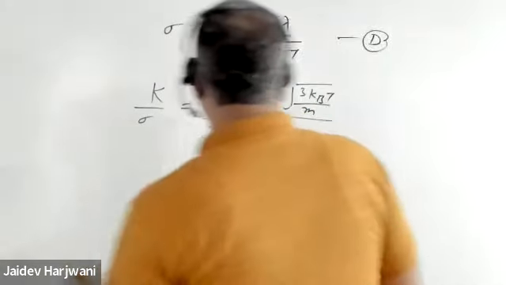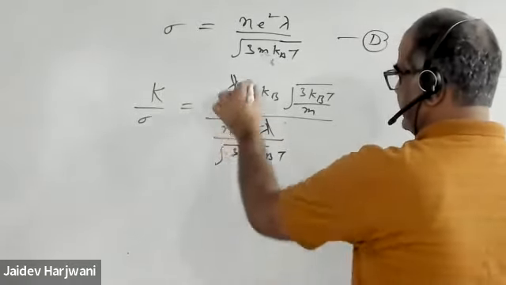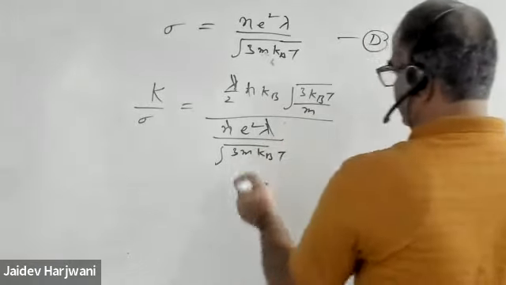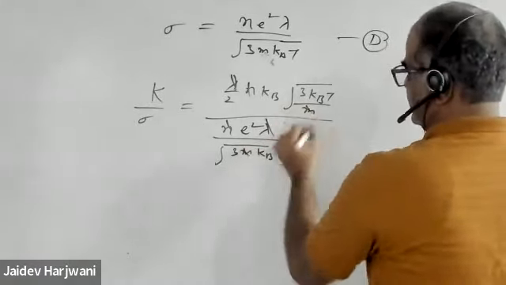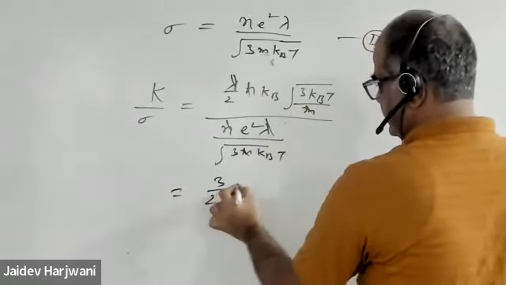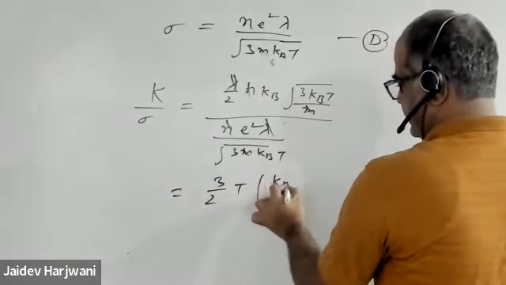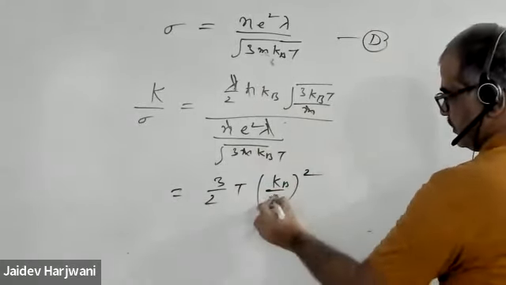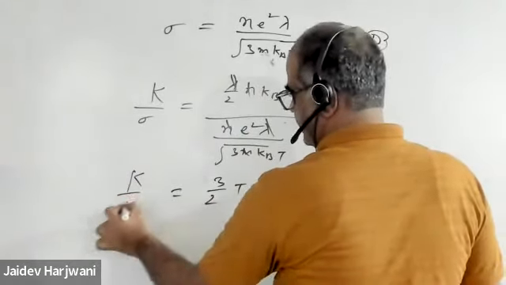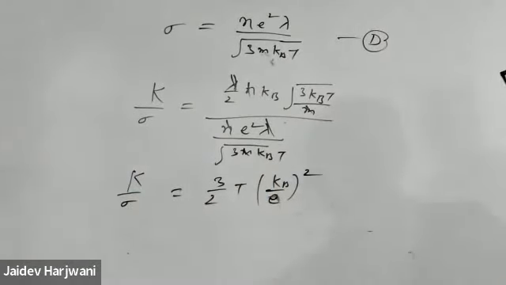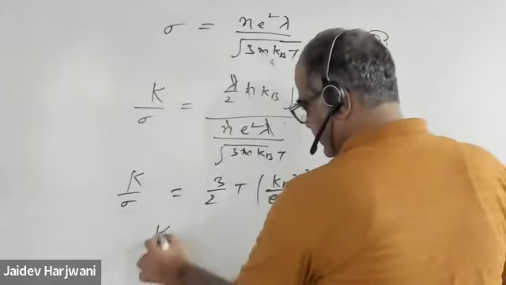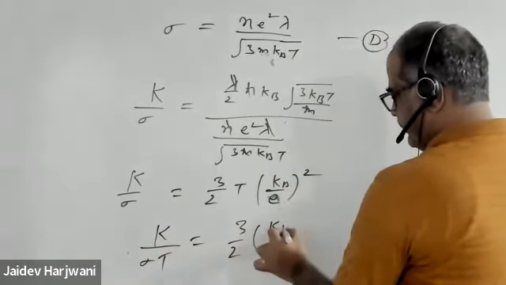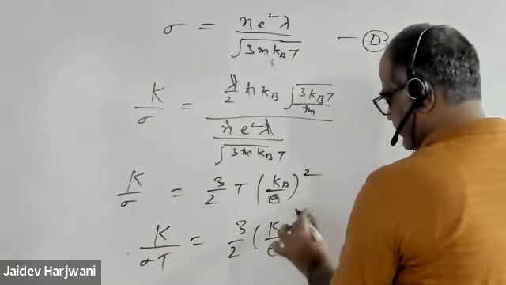So lambda will cancel, n will cancel, and m will also cancel. So this should come 3/2 T kB upon e square. Are you getting this one? Yes. So this is K by sigma upon 3 by 2 T, and if I simplify it further, I can write the simple law. So this becomes 3 by 2 kB upon e square.